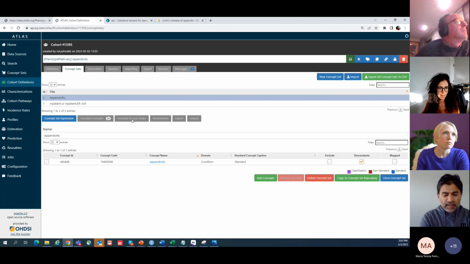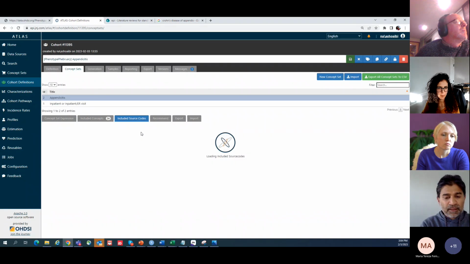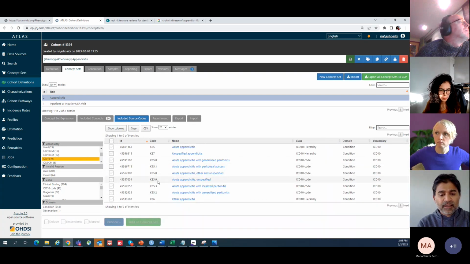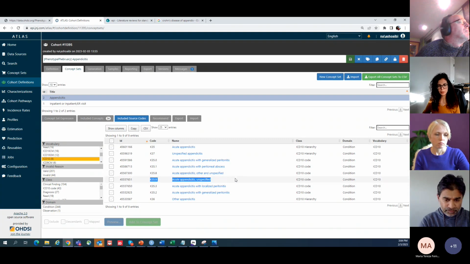The 11 data sources on data.odyssey.org Phenotype Library do not have K35.9 mapped, but it looks like the concept set expression would capture that. Here it is. Yeah, so it's included in it.